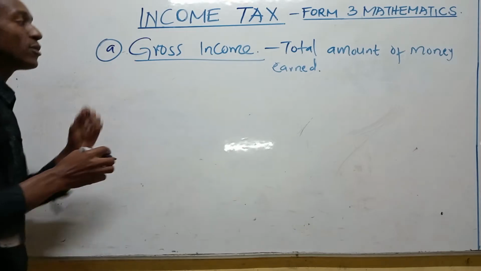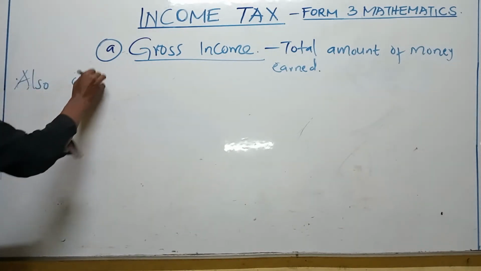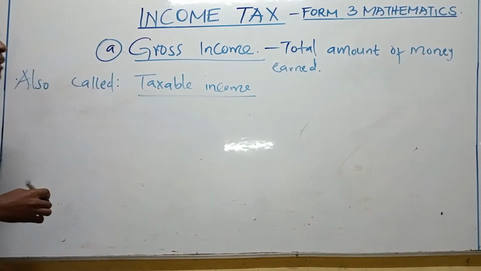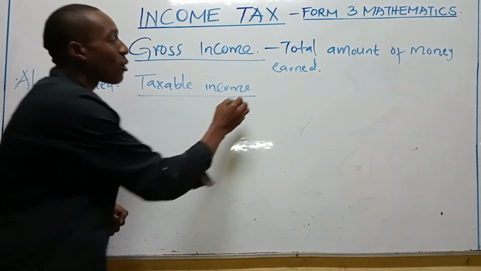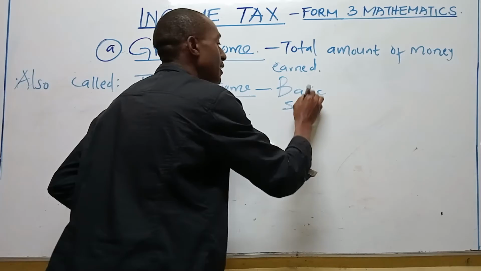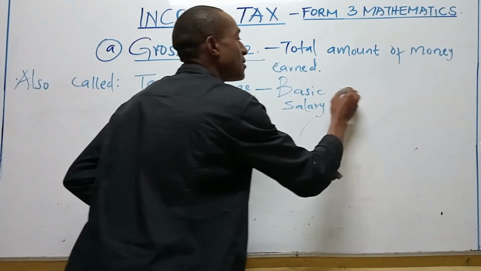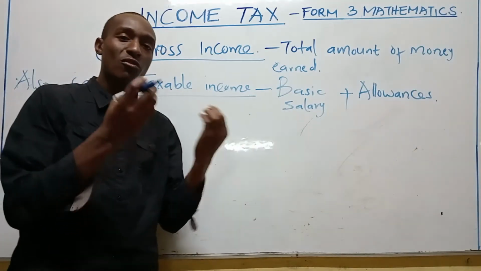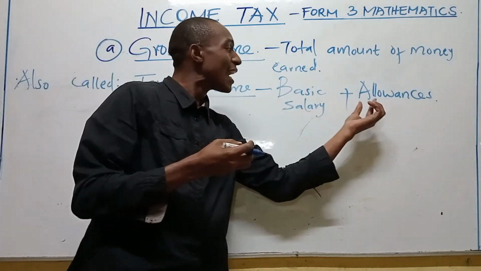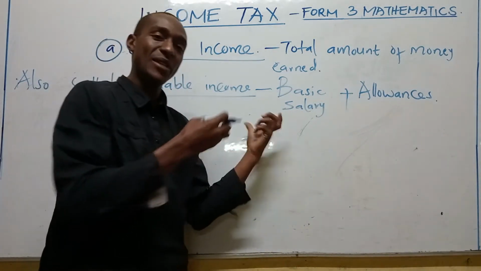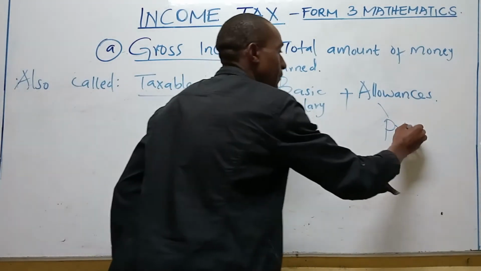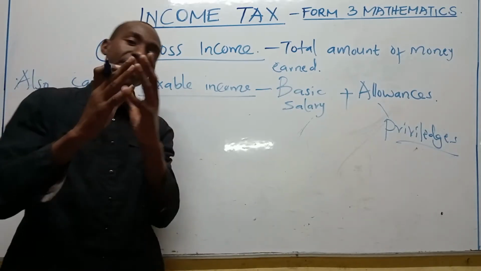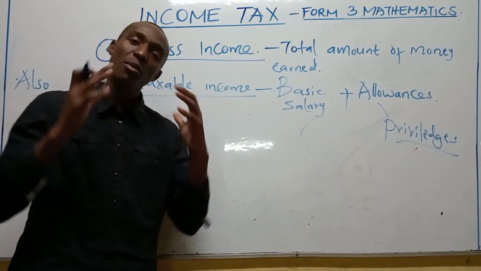This money is also referred to as taxable income. Something very interesting about this taxable income, it comprises the basic salary plus allowances. Basic salary is that amount of money that you're paid every month, and it is a right, because you can't be employed and be denied basic salary. But allowances are privileges, and the privileges that you receive depend on several factors: the nature of the work that you are doing, the goodwill of your employer, and probably the place where you are working.